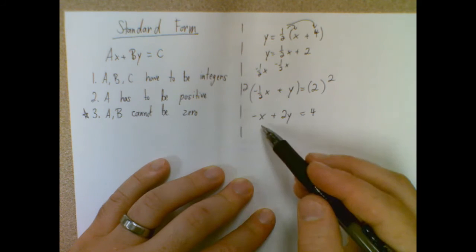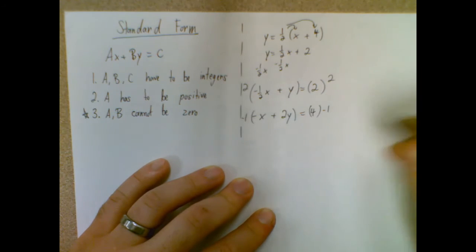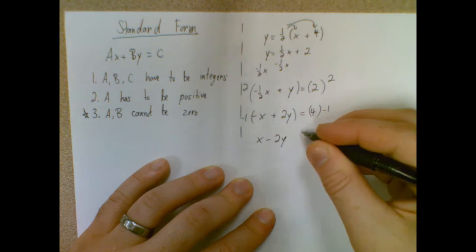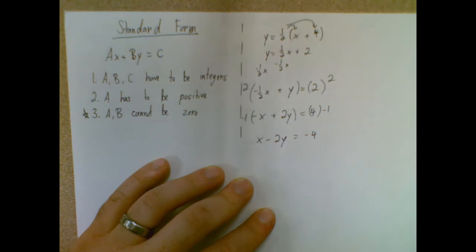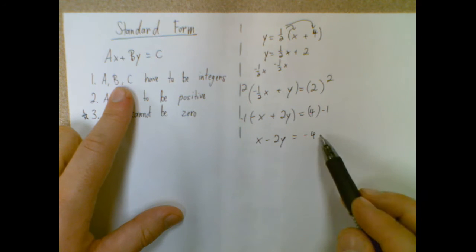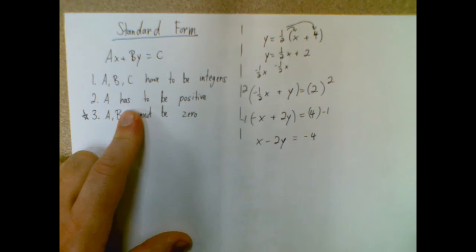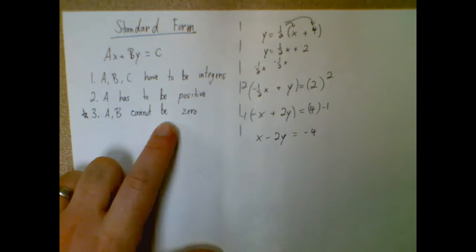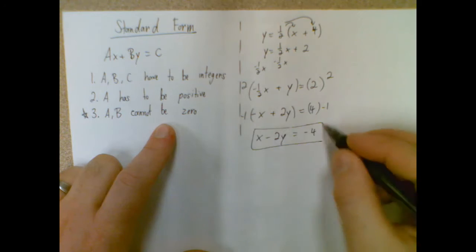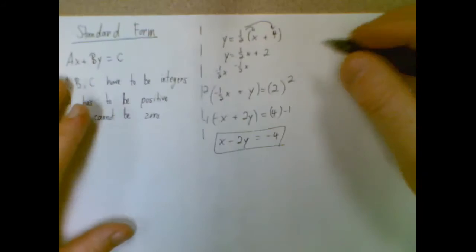A has to be positive. Shucks. Okay, so I need to multiply everything by negative 1 to make it positive, or divide by negative 1, however you want to think about it. You get the same thing. Okay, so now A, B, and C are all integers. In this case, positive 1, negative 2, and negative 4. A is positive 1, so that works. And if we go with our kind of questionable third one, I don't have any zeros, so I'm good. So this would be standard form.